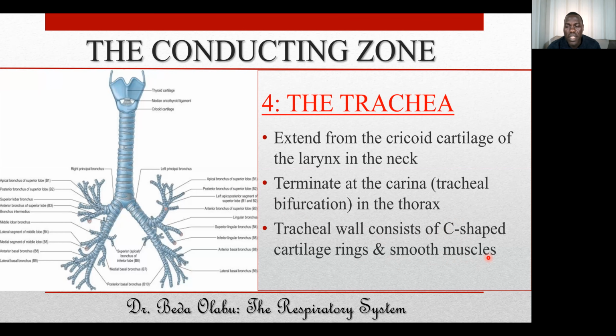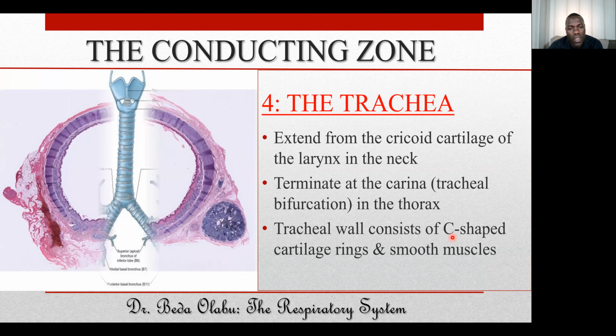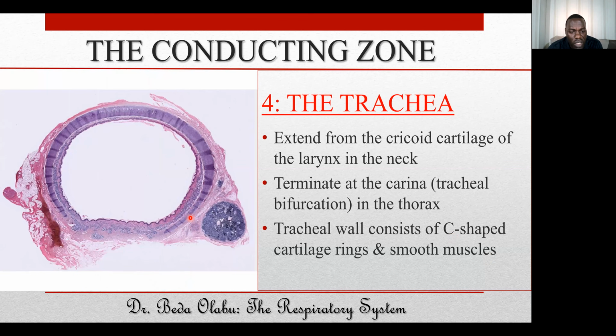These C-shaped cartilage rings are the ones that enable the trachea to maintain its patency. They offer some rigidity to enable patency. This is how it looks histologically. This is the cartilage, which is C-shaped. The posterior defect here does not have cartilage, but it will still have smooth muscle. So this is the lumen of the trachea.